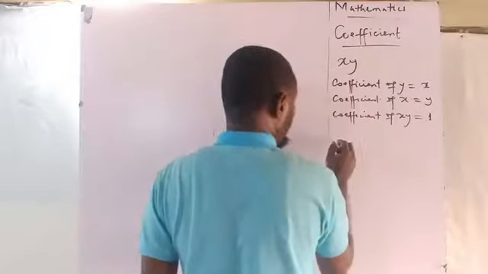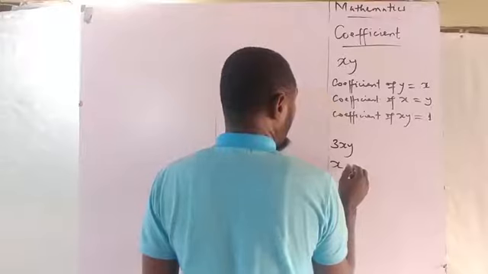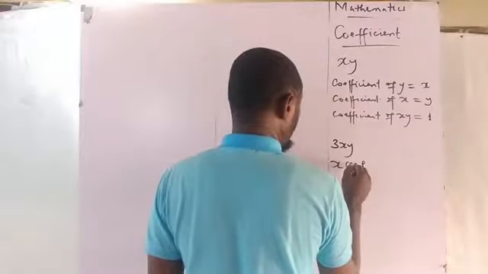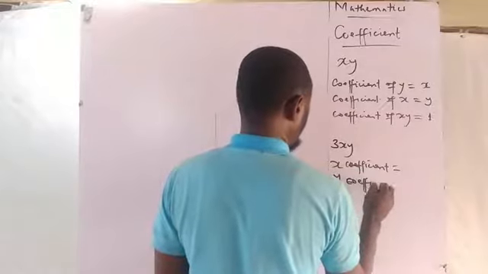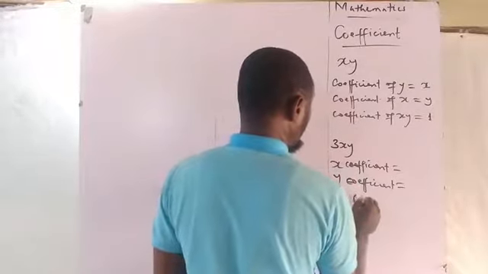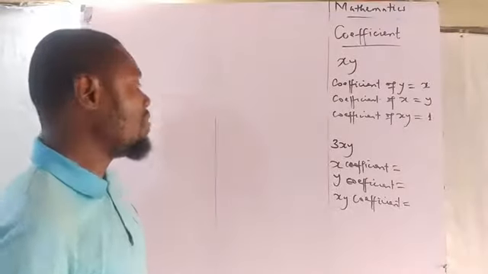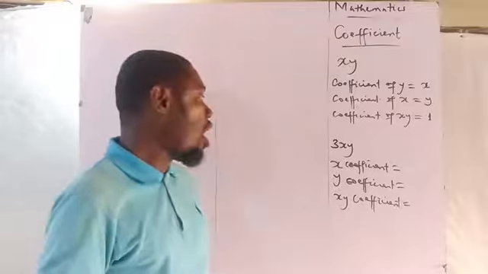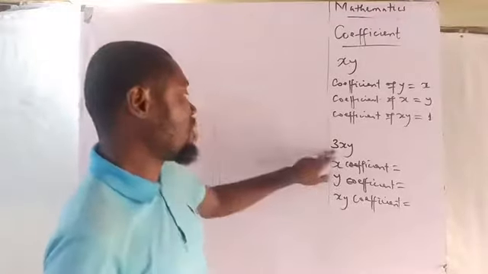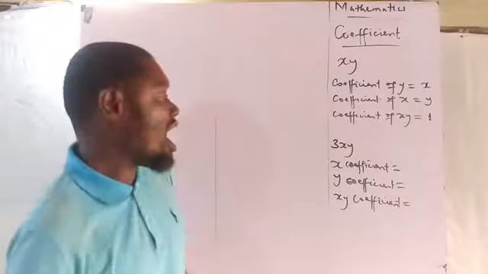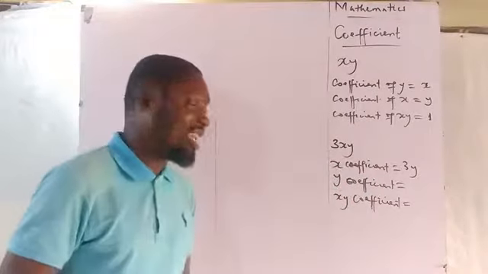Example, you have 3xy. I want to ask what is the coefficient of x, the coefficient of y, and the coefficient of xy. Let's bring them out. You have 3xy on the board. If you ask what is the coefficient of x, you understand here that 3 and y are attached to the x by times. So the coefficient of x in this case is 3y.